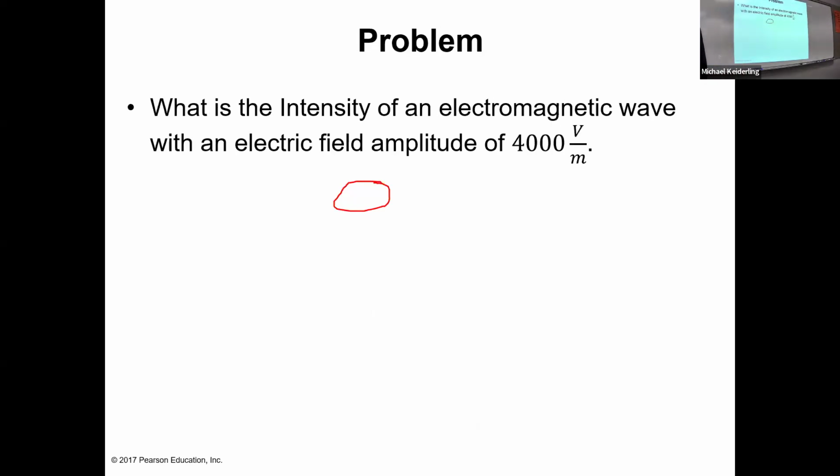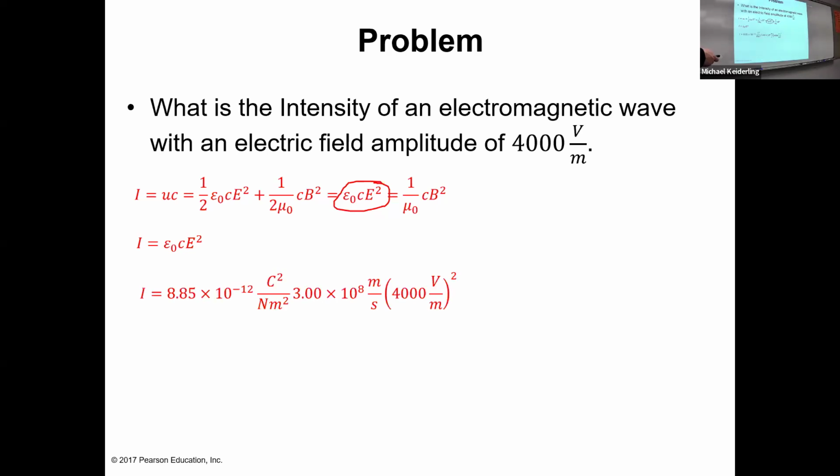So what is the intensity of an electromagnetic wave with an electric field amplitude of 4,000 volts per meter? So once again, we're going to use the version with just the electric field. Intensity is energy density times the speed of light. So epsilon naught times the speed of light times the electric field squared. Intensity equals epsilon naught C E squared.